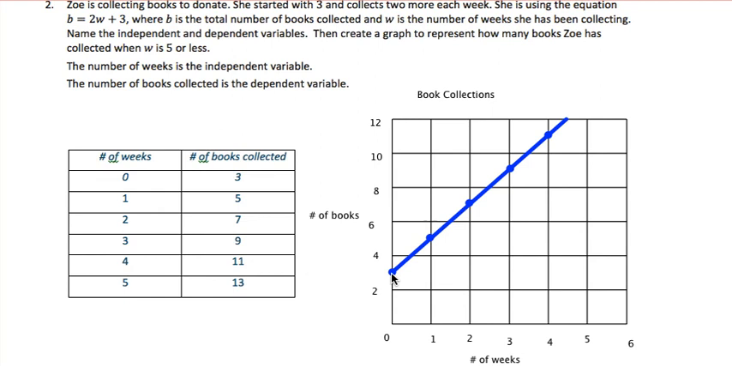So you can see when we graph our points, at 0 there were 3 books collected. At 1 week we had 5. At 2 weeks we had 7. At 3 we had 9. At 4 we have 11. And then it would continue off of the graph.